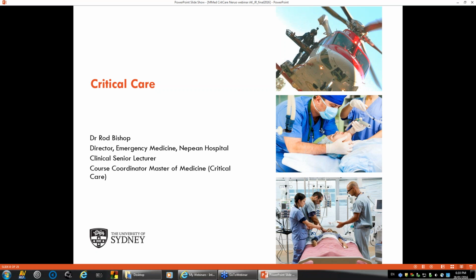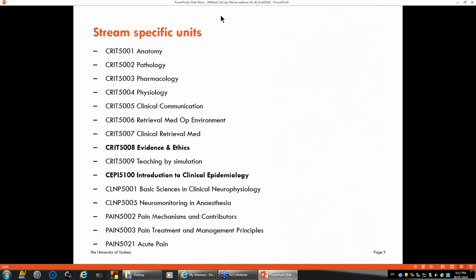But it's been structured to offer things both for relatively junior doctors just starting out on training, those halfway through training, and even specialists who have finished their training. I'll just show you some of the stream-specific units. As I said, the two that are compulsory if you complete the masters are the Introduction to Clinical Epidemiology and then the Evidence and Ethics unit, which is the capstone unit that you have to complete to satisfy the requirements for the masters. They're essentially around being able to evaluate the evidence and critically appraise it and make your own decision on how you're going to practice.